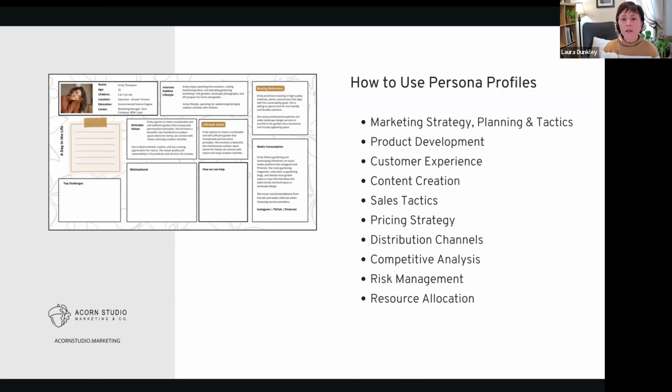Product development, customer experience. Maybe you want to improve customer experience because you are only getting 4-star review ratings. Maybe you want 5-star. Content creation, sales tactics, pricing strategy. All of these are really important to know who your audience is. Make sure you're competitive, mitigate risks, and even to know how you're going to allocate your resources. So knowing your audience and getting that specific can be very helpful.